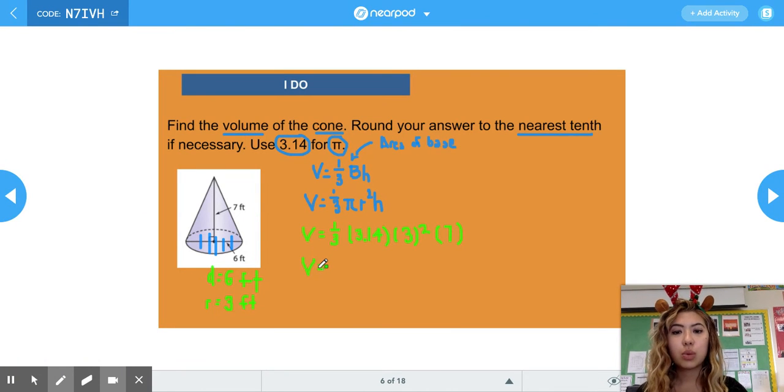So when we do that, our answer is about 65.9, since we're rounding to the nearest tenth place. And our unit for this problem is feet. And since it's volume, it's going to be feet cubed because it's a 3D shape. So feet to the power of 3. So our answer to this I-do problem is 65.9 feet cubed.